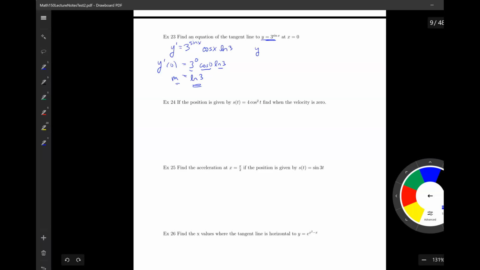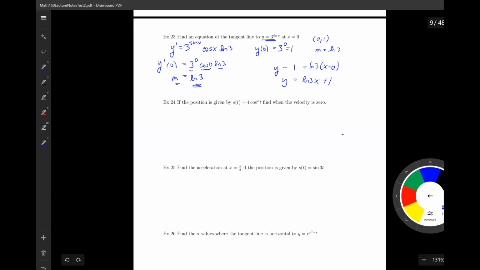Now if I want to find the y value, I'm going to put x equals 0 in. So I have 3 to the sine of 0, which is 0, so I get 3 to the 0, which is 1. So I have the (0, 1) xy point and slope of ln of 3, so that gives me y minus 1 equals ln of 3 times x minus 0. So y equals ln of 3 x plus 1.